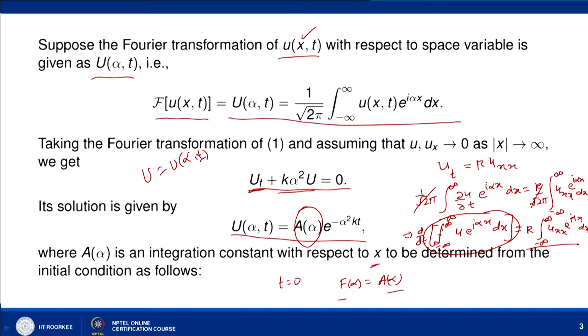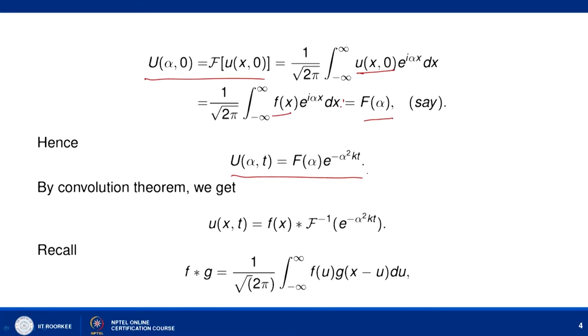So, û(α, t) is coming out to be f̂(α), and so we can write û(α, t) as f̂(α) into e to the power minus α² k t. So, now we have solved our problem in the frequency domain, but we want our solution in the x and t domain. So, we can find our u(x, t) by taking the inverse Fourier transform of û(α, t).